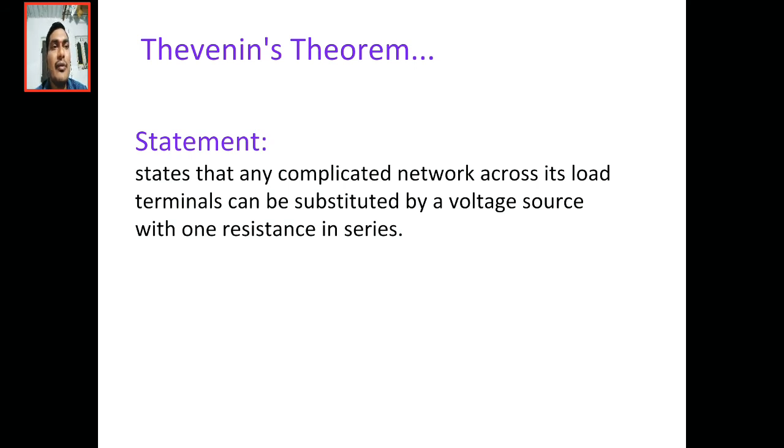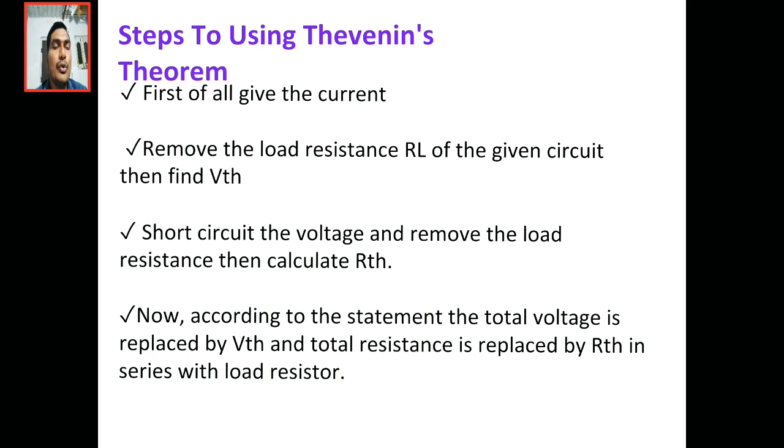So what is this theorem? How to do this theorem? What are the steps involved in Thevenin's theorem? First we have to give the current direction in the given circuit. Then to find the Thevenin's voltage, we have to remove the load resistance. Then, to find the Thevenin's resistance, short circuit the voltage source if it is a voltage source, open circuit the current source if it is a current source, and remove the load. Find the equivalent resistance; that gives the Thevenin's resistance.